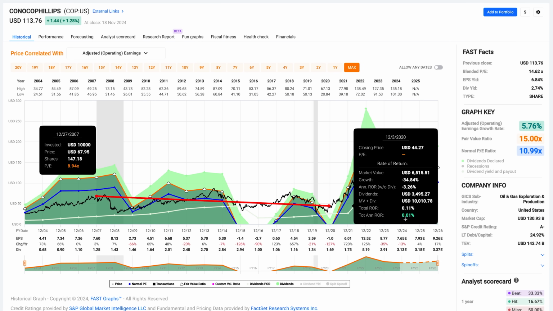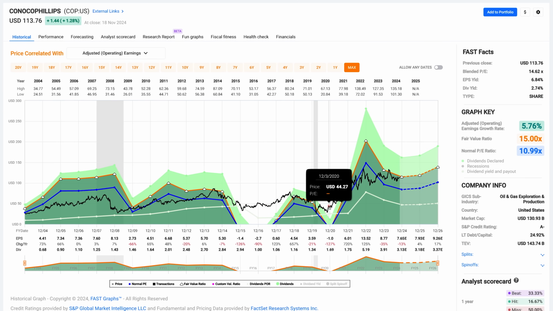But your total annualized rate of return is less than one. It was just 1/100 of 1%, or virtually zero, okay? That was for all those years, but you did get income. Now, again, do you want to invest in a stock like that?